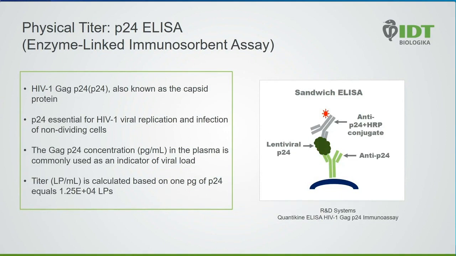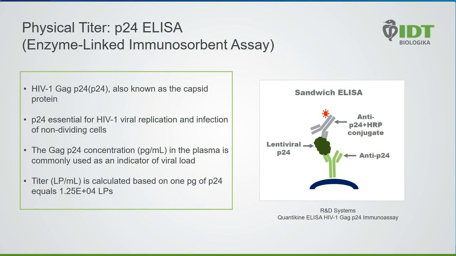Physical titer, P24 ELISA. We use the P24 ELISA from R&D Systems in order to quantify the lentivirus particles. P24 is the HIV-1 Gag P24, also known as the capsid protein. P24 is an essential protein for HIV-1 viral replication and infection of non-dividing cells. The P24 concentration in the plasma is commonly used as an indicator of viral load.